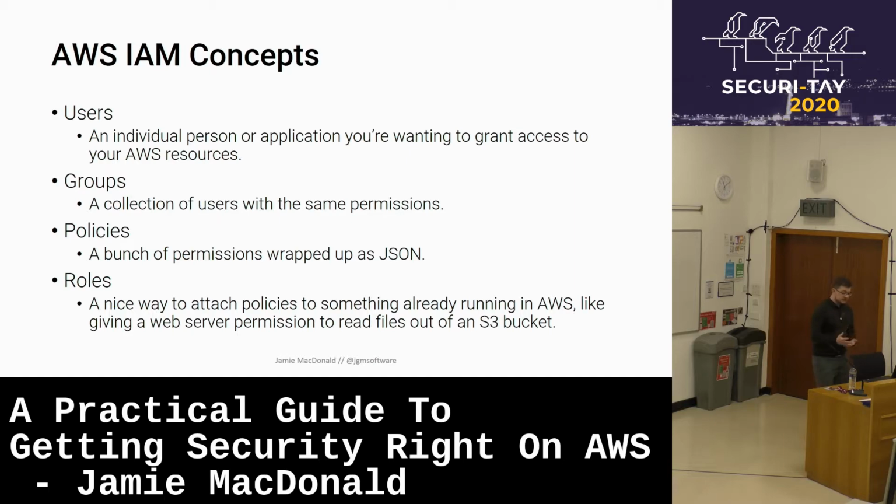So there's several key constructs that are used within IAM that you need to be familiar with. A user, like an individual or an application that you're going to grant access to your resources, and groups, a collection of users with the same permission, so it's fairly self-explanatory. A policy, where you actually define the permissions that you're going to use, and I'll show an example of that in a second. And a role, which is again really important. It's an AWS construct that lets you give something running in AWS, like an EC2 instance, permission to act on other resources without you having to manage access keys and secret keys, just giving that responsibility to AWS to do it for you.